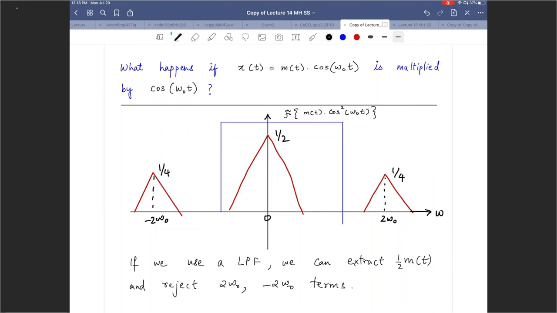And the low pass filter should be like the one in blue, right? The only criteria is the cutoff frequency of that low pass filter has to be greater than W, right? Because this will be W, the higher frequency of the message, the cutoff of this has to be greater than that.